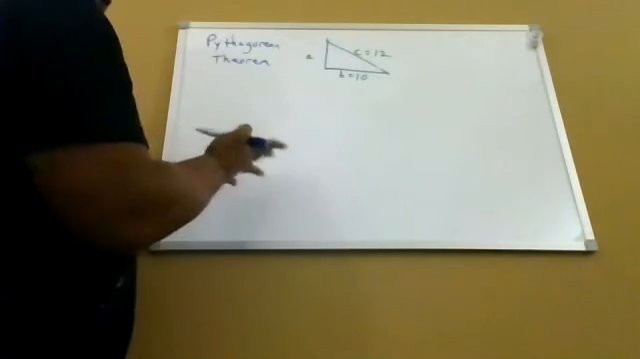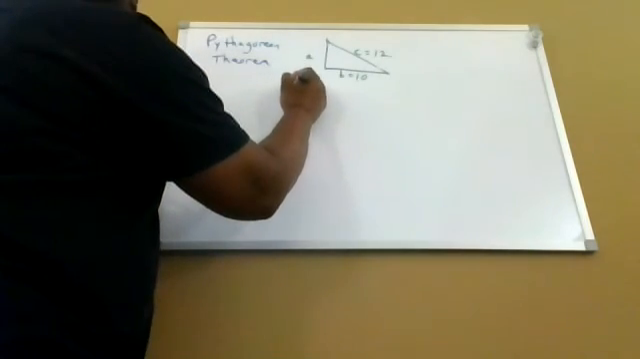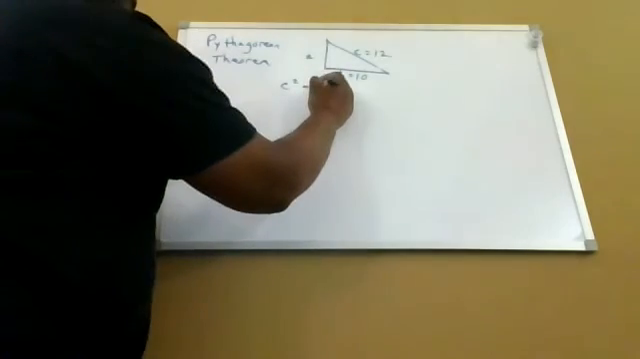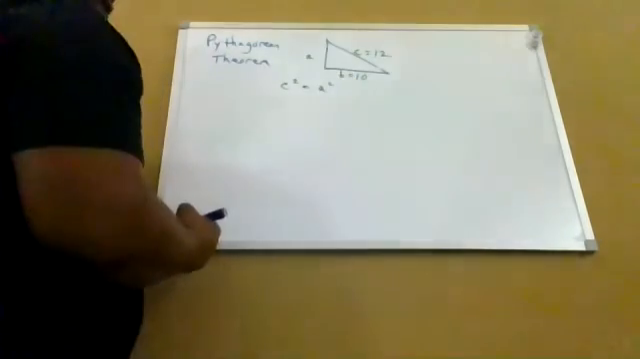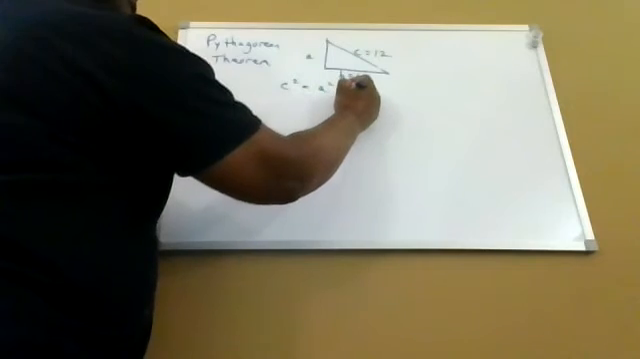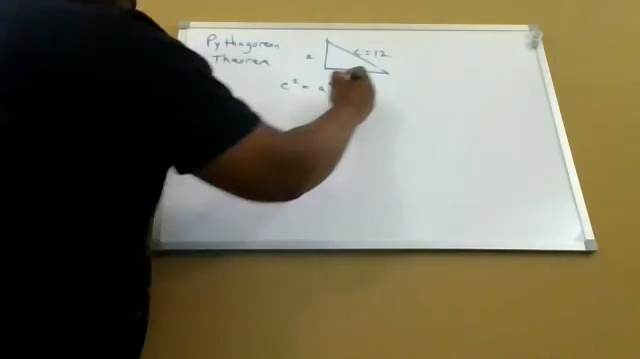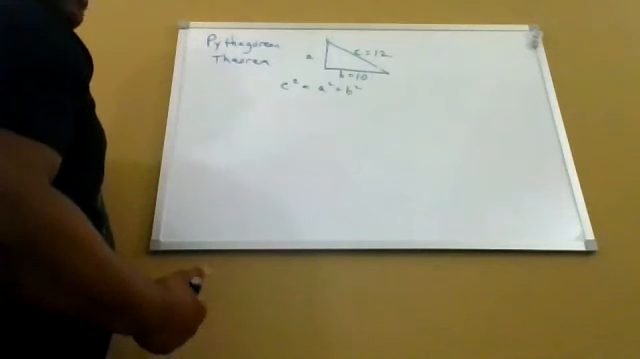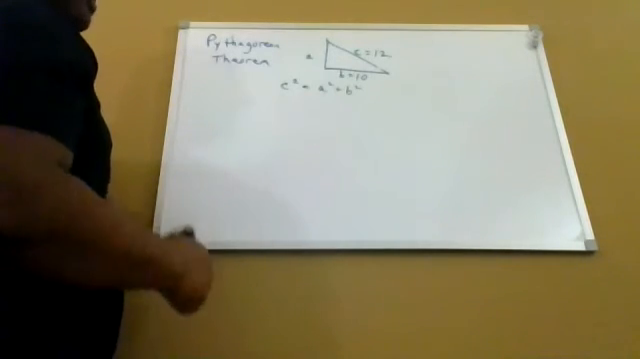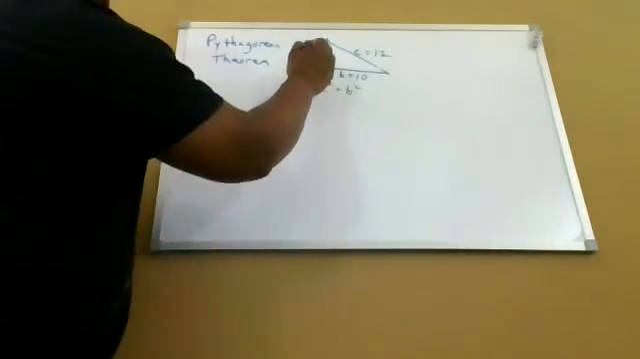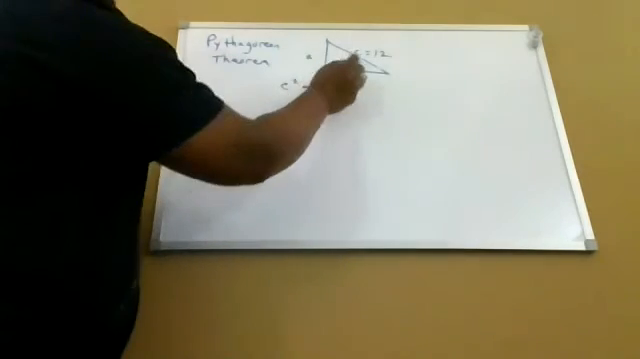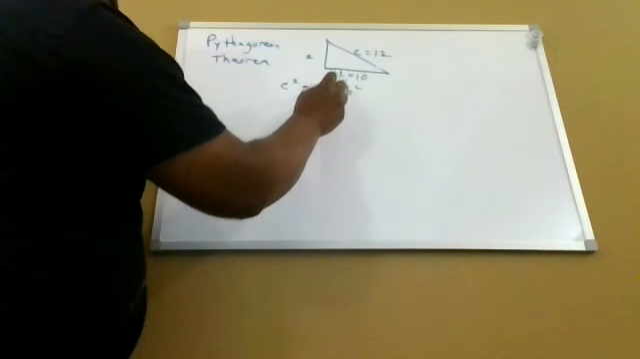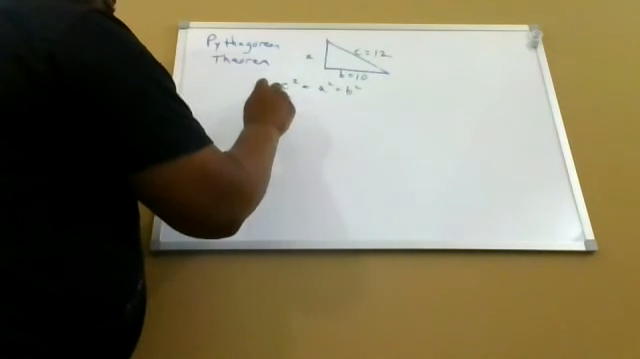Now, we're going to write down the Pythagorean theorem. C squared equals a squared plus b squared. And now we're going to substitute in the values for c and b in order to solve for a. So I know that c equals 12 and b equals 10. So I'm going to put those values in this equation.